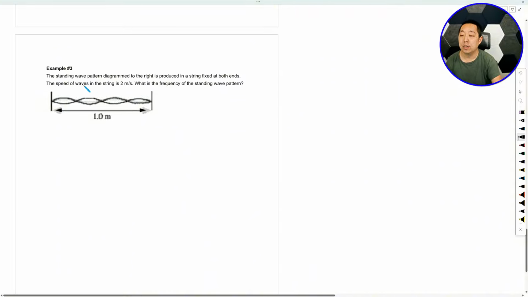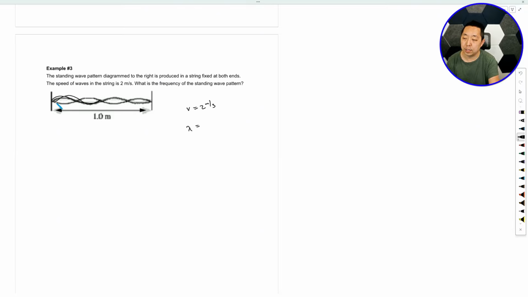Let's look at number 3 here. A standing wave pattern to the right is produced on a string fixed at both ends. The speed of the wave is 2 meters per second. What's the frequency of the standing wave pattern? Okay, so we know the velocity is 2 meters per second, and we want to know what the wavelength is. Well, the wavelength is one of those sinusoids right there, right? Because this is showing you top and bottom. So this is one of those sinusoids. That is our wavelength, and that's exactly half of this. So it's 0.5 meters is our wavelength.